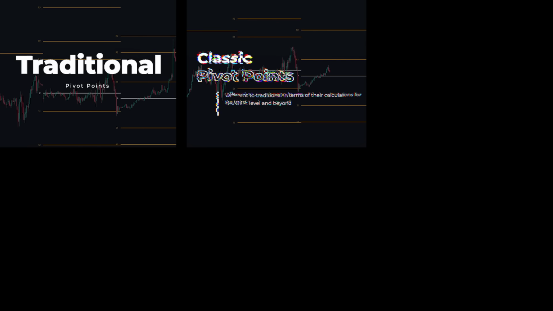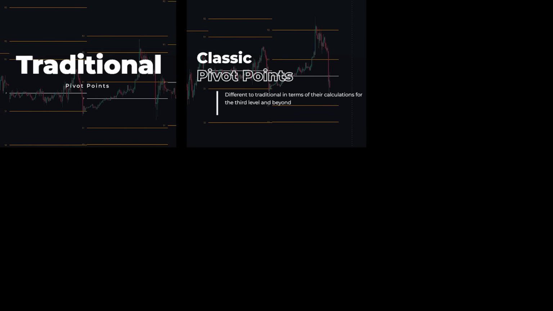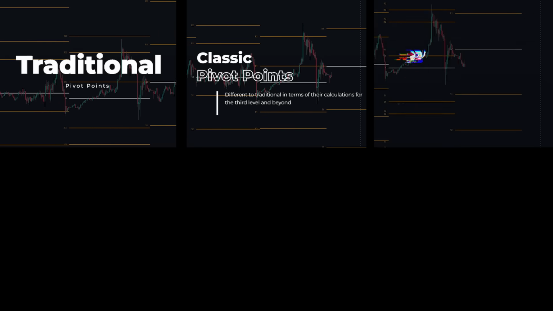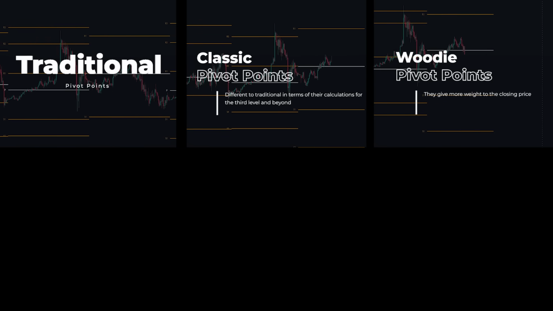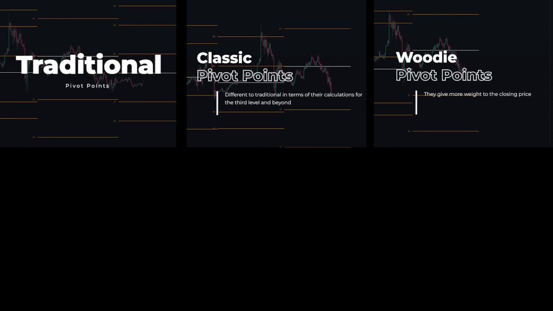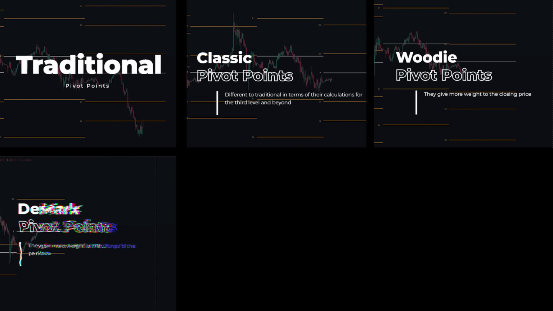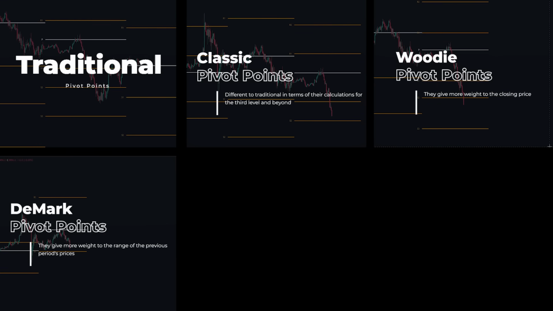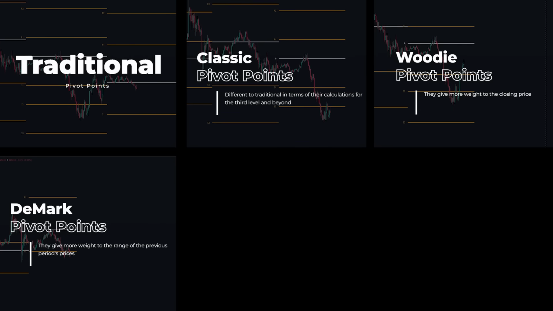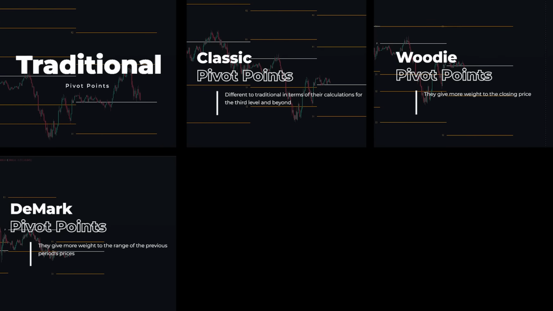Classic pivot points are similar to the traditional pivot point calculation, but differ in their calculations for the third level and beyond. Woody pivot points, developed by Ken Wood, who was a trader and a technical analyst, give more weight to the closing price. DeMark pivot points, developed by Tom DeMark, who was another trader, differ in their calculation of resistance and support levels, and they give more weight to the range of the previous period's prices.